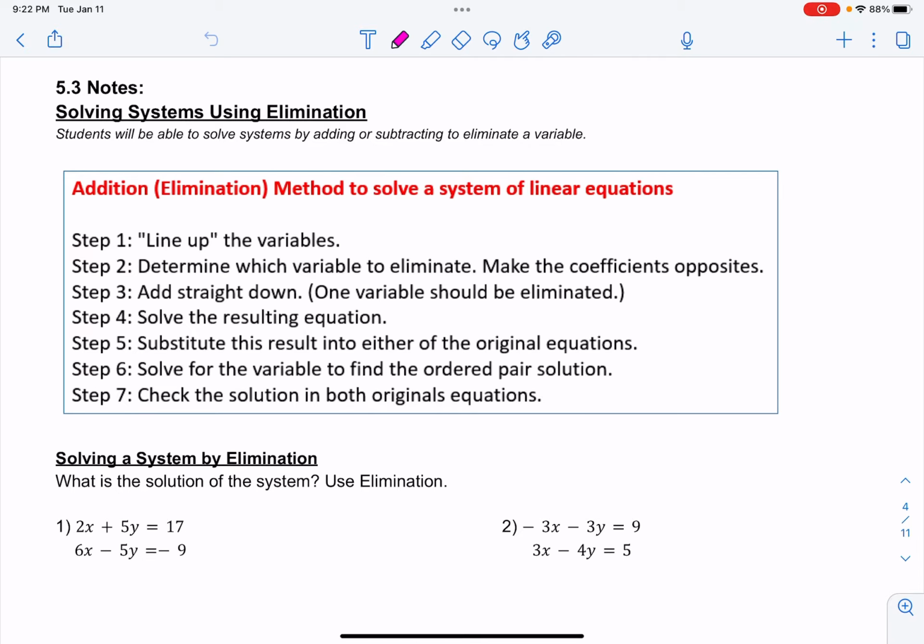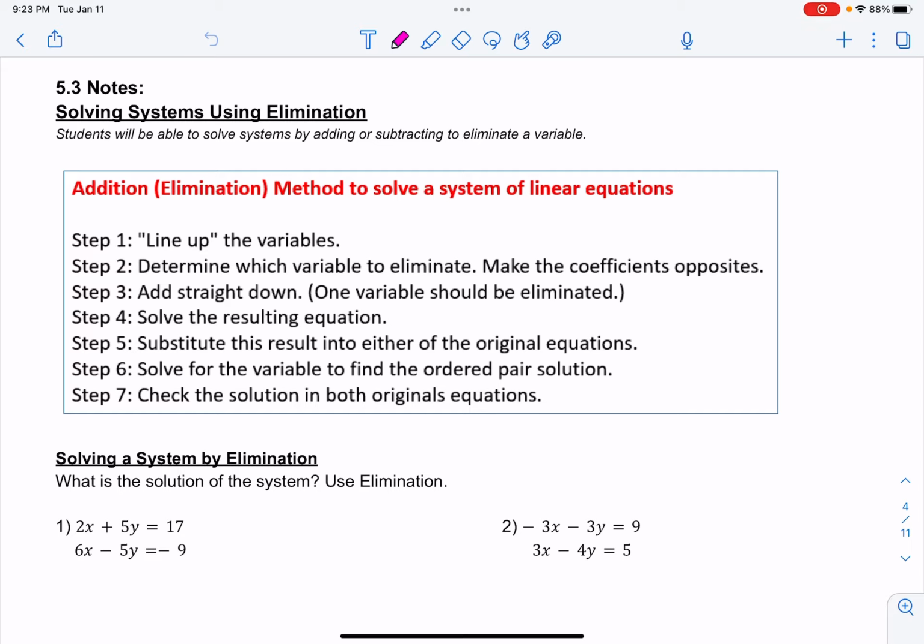So to start off, we have our steps for how we do elimination. The very first thing we need to do is line up our variables. So remember that we have two equations. We need to make sure that our x's are lined up, so the x from our first equation is above the x from our second equation. And then the y's from the first are above the y's from the second. And then our numbers that the equations equal are lined up as well.